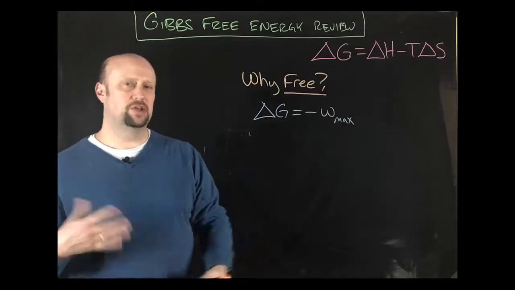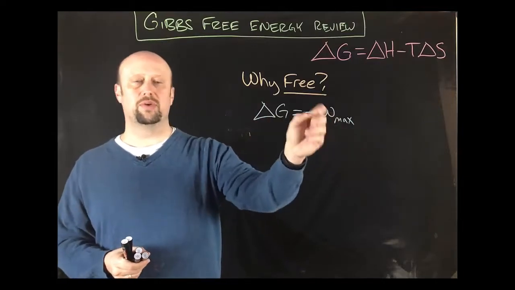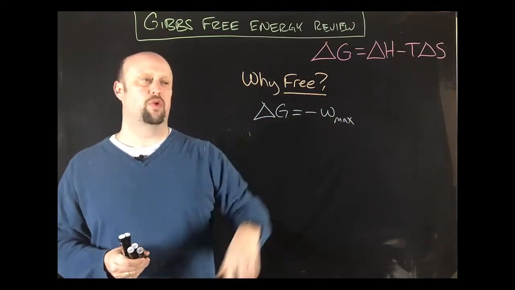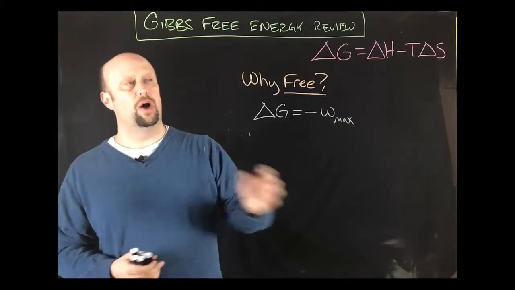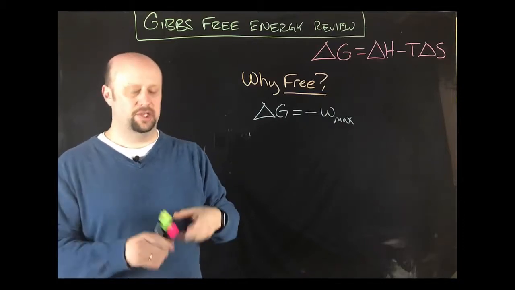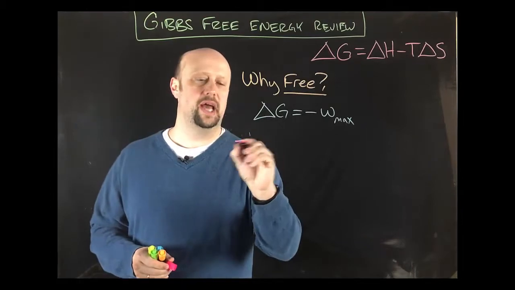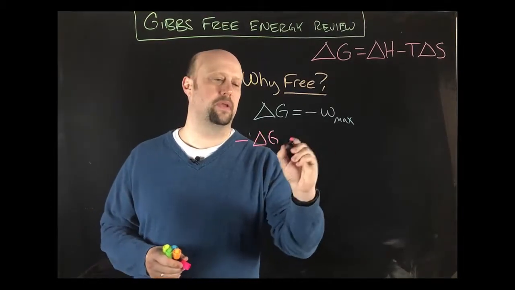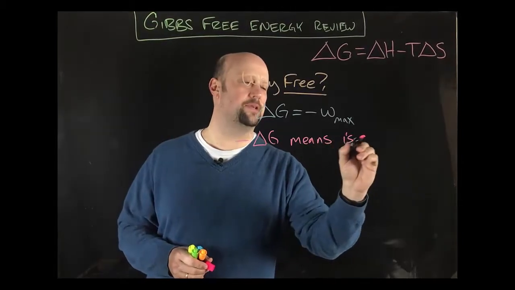I don't want you to get too bogged down by this, but the formula for this is that delta G is equal to the negative of the maximum work. And you're like, that's really weird. Why is it equal to the negative of the maximum work? Well, that leads us back to the equation and what really matters here in terms of signage. What matters is that a negative delta G means that a process is spontaneous.